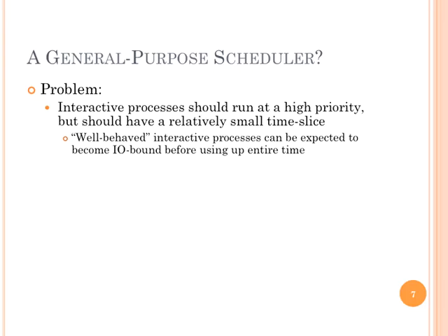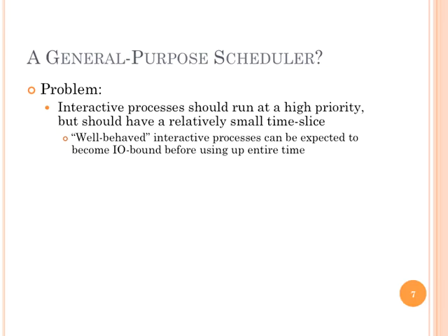So we have this general problem that we have different behaviors and we'd like to deal with them differently somehow. So interactive processes, they should run at a high priority. We know they're going to use the CPU for a small period of time. We may have processes that are blocked on I/O a lot, but then they do more processing than just a little tiny.